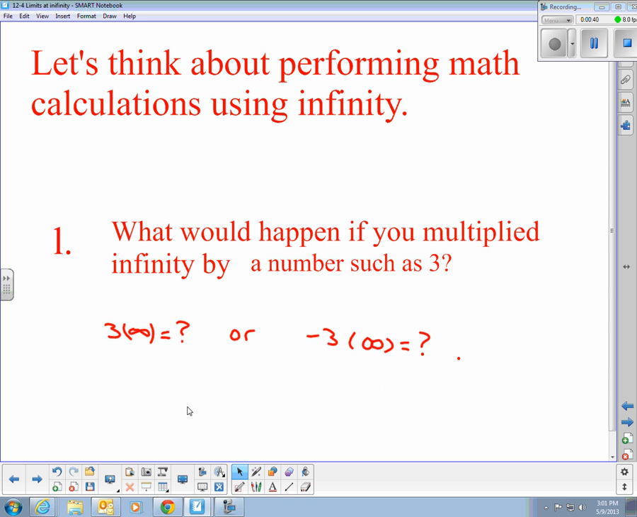So let's think about performing math calculations using infinity. What would happen if you multiplied infinity by numbers such as 3? What is 3 times infinity? Or what is negative 3 times infinity? Well, since infinity is such a large number, if you triple it, it's still infinity. It hasn't changed. It's more of a concept than a number. It's just that huge. Now, if you multiply by negative 3, so I'm sorry, negative 3 times infinity, well, negative times a positive just gives us a negative infinity.